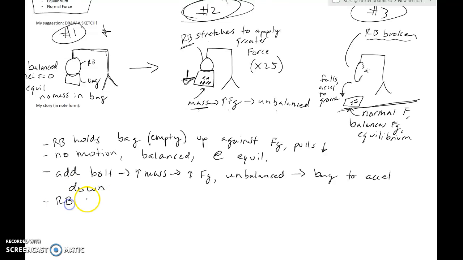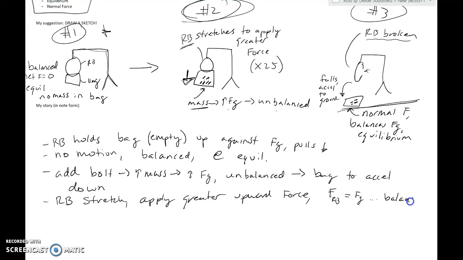The rubber band, as a result of that, is going to stretch, apply greater upward force, and now F of RB is going to equal F of G, which means that not that they're unbalanced, but that they are balanced again. And we can apply all that same vocabulary that we applied up here. That means there's no motion, they're balanced, they're at equilibrium, the net force is 0.